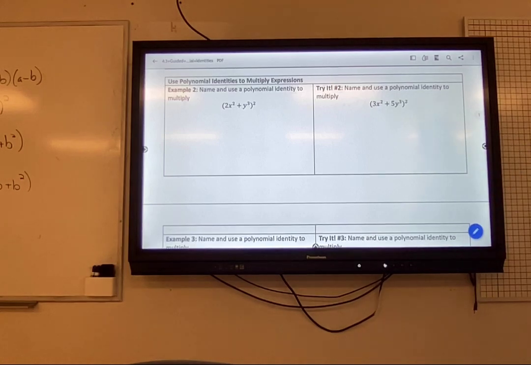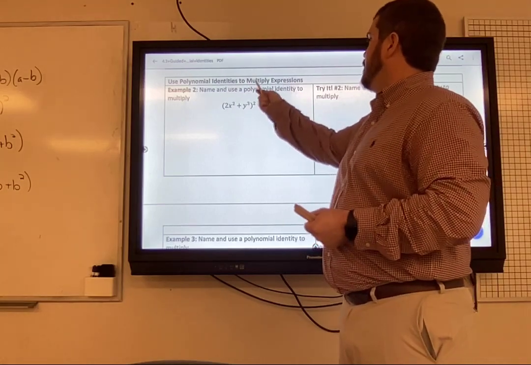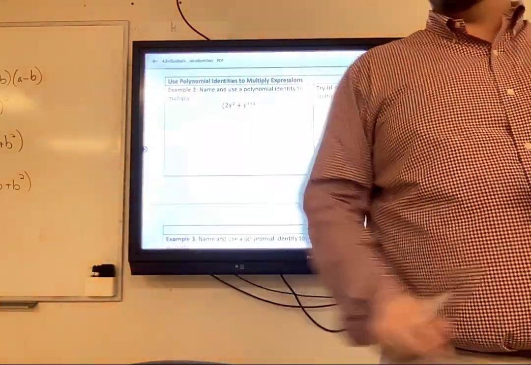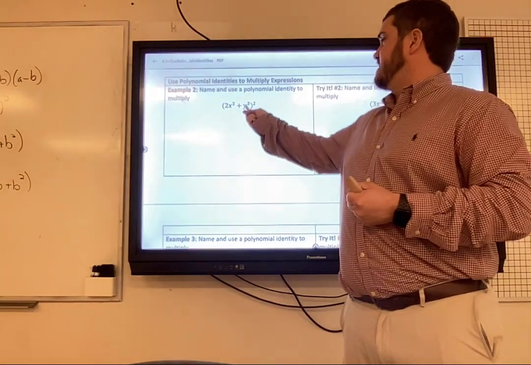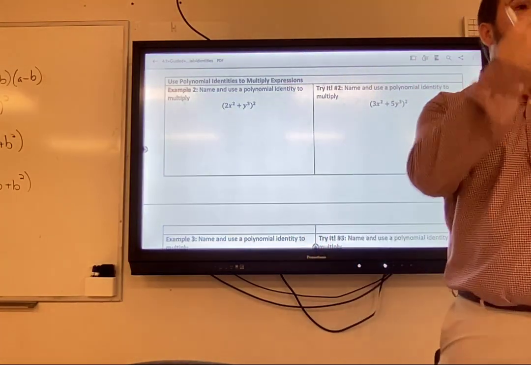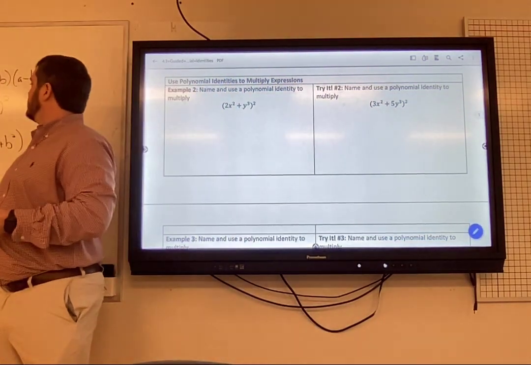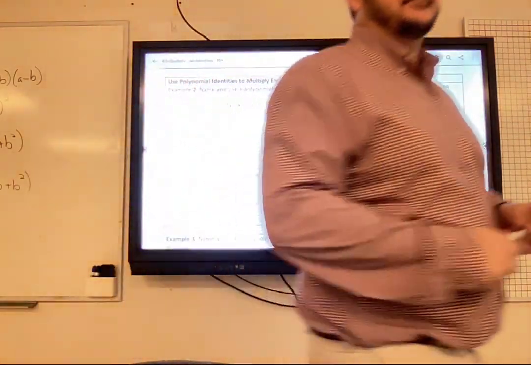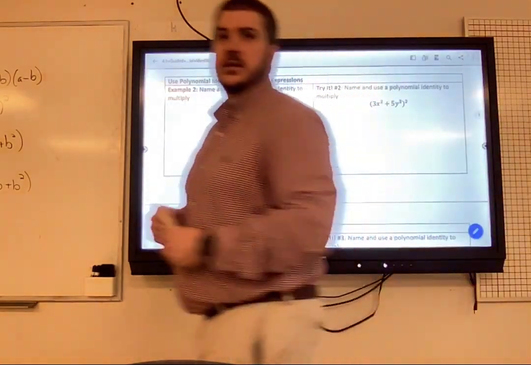Example 2. All right. Guys, example 2, it says we're going to use polynomial identities to multiply expressions. It says name and use a polynomial identity to multiply these. Devin, look at this. It's 2x squared plus y to the third, squared. Of these 4 identities over here, which one of those do you think it looks the most like? Let's go through it.